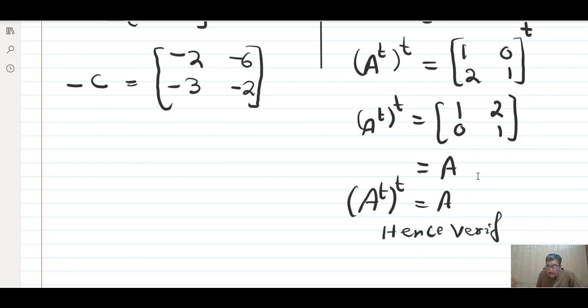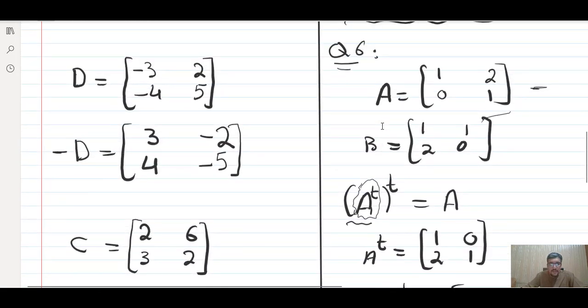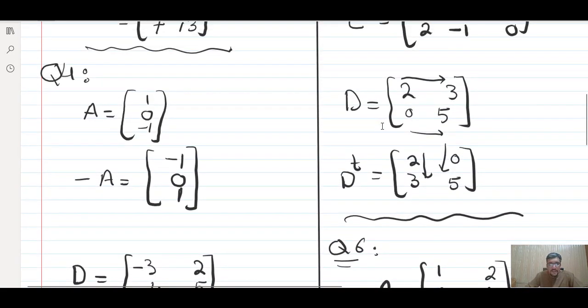In the same way you have to solve part 2 of question number 6. I hope you are clear about these questions, question number 4, 5 and 6 of exercise 1.2.